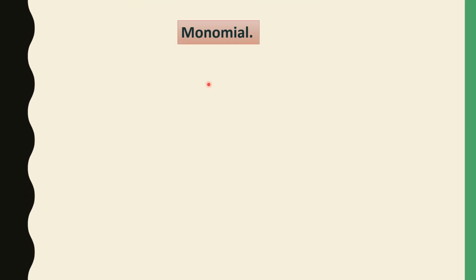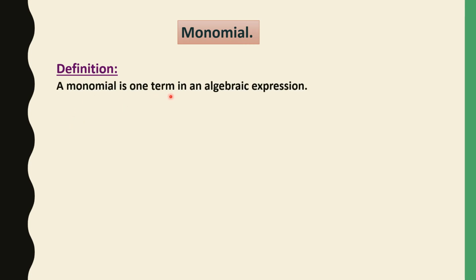Now let's continue with the final part in this video, monomial. What's a monomial? Definition: A monomial is one term in an algebraic expression. Example, 3 times a cubed. This is a monomial. Why? First, we don't have any subtraction or addition signs, so this represents one term only. If you have one term only, we call it a monomial. So 3 times a cubed is a monomial.